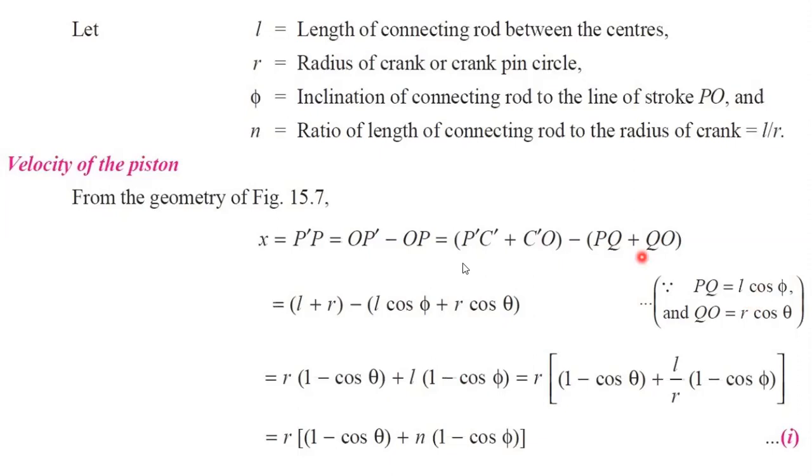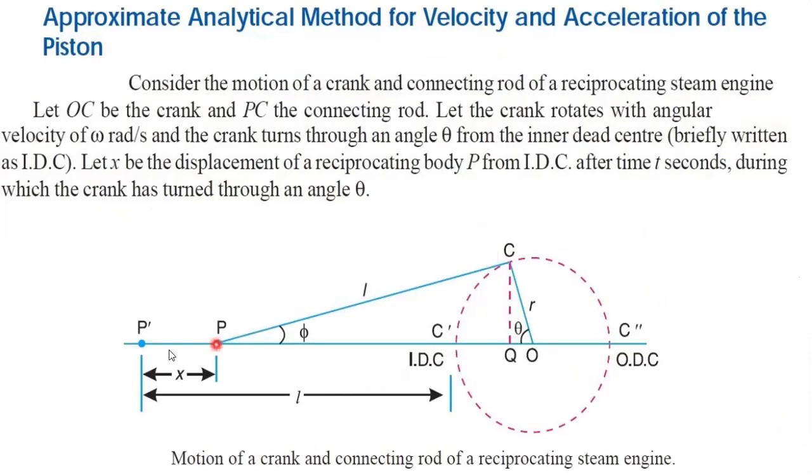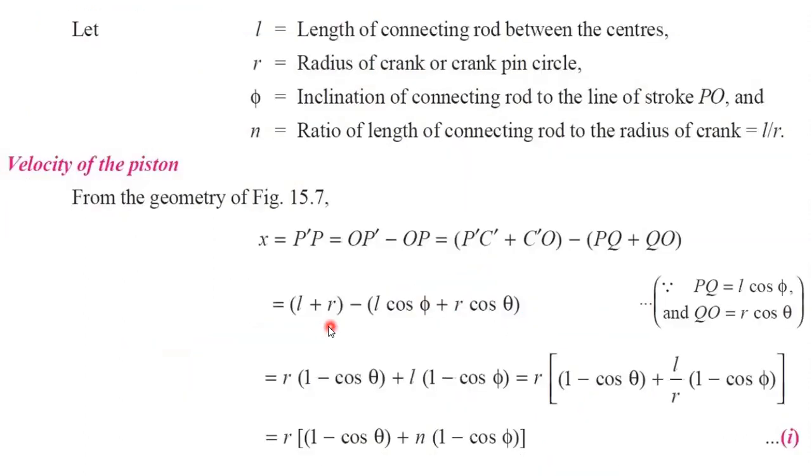So finally, P dash C dash is nothing but L, and crank CO is R. Now take R as common. Taking R common from here and R cos theta, we can write 1 minus cos theta. Similarly, take L common from both the terms, so we can write 1 minus cos phi.